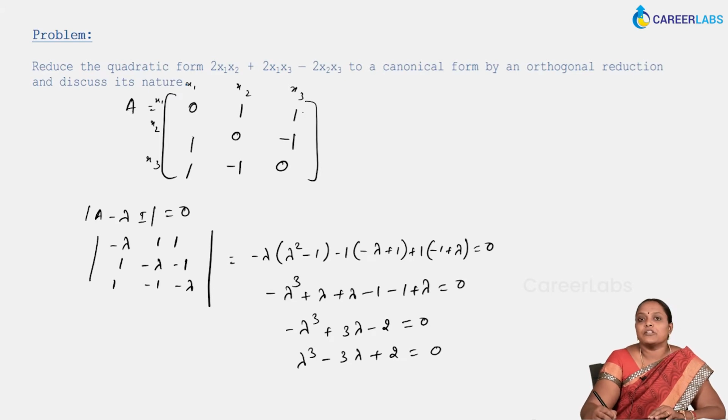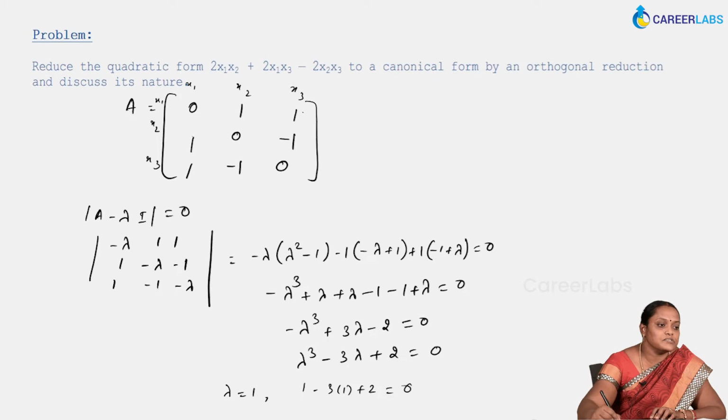Now, this is a cubic polynomial. By using synthetic division, you can easily find the roots. For applying the synthetic division, we need to identify one single root with the help of the trial and error method. So, if you take lambda equal to 1, what will happen? It will be 1 cube minus 3 times 1 plus 2. This is going to be 0. So, immediately we have found a root for this equation. So, lambda equal to 1 is one root. Therefore, we can go for synthetic division.